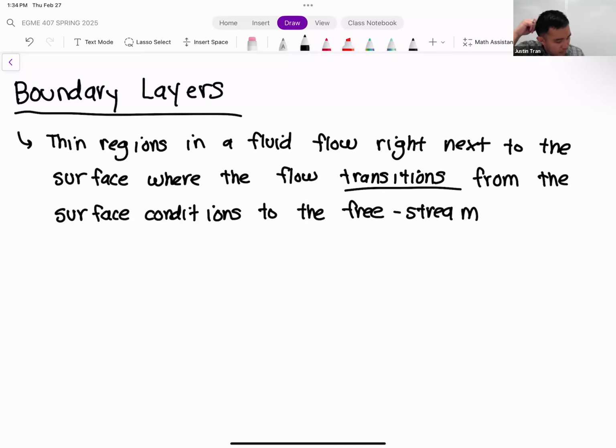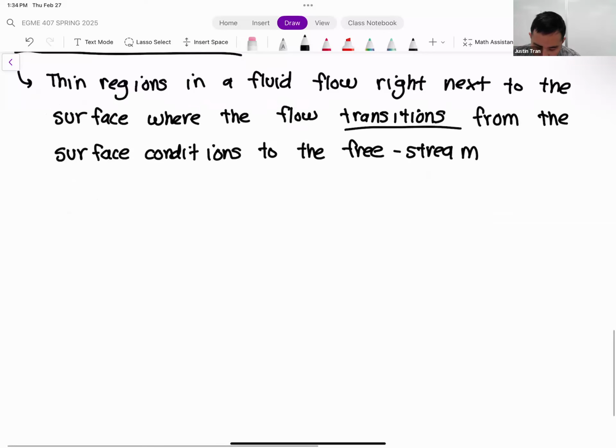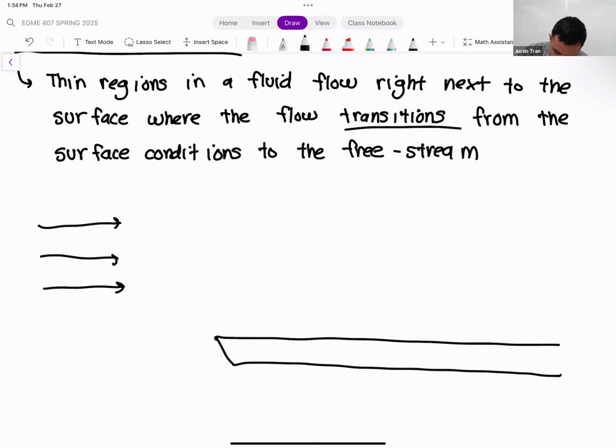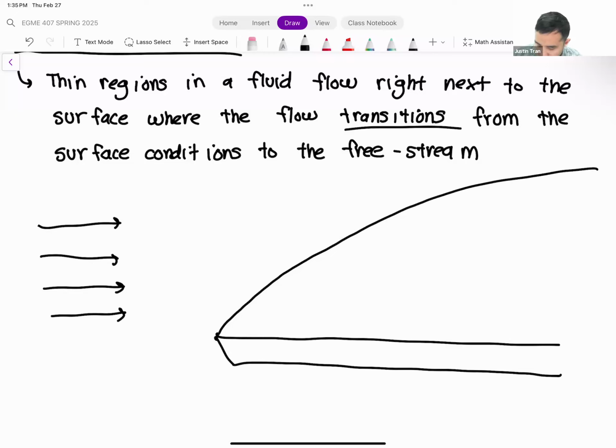Okay, so let's draw a typical boundary layer. Let's say that we have a surface here, and a fluid that is flowing past that surface. Starting at the tip of this surface, there's going to be a thin layer of fluid that forms that looks something like this. It almost looks like a sideways parabola a little bit.